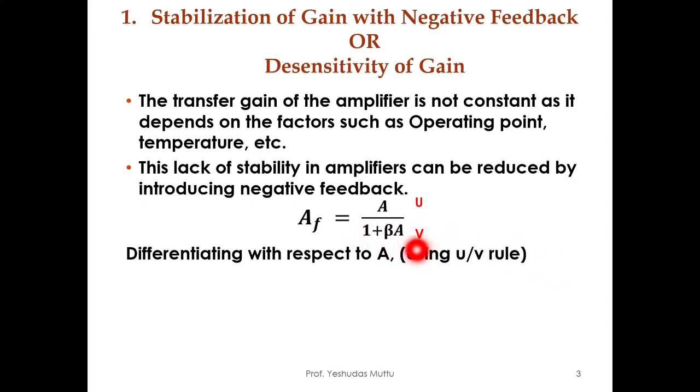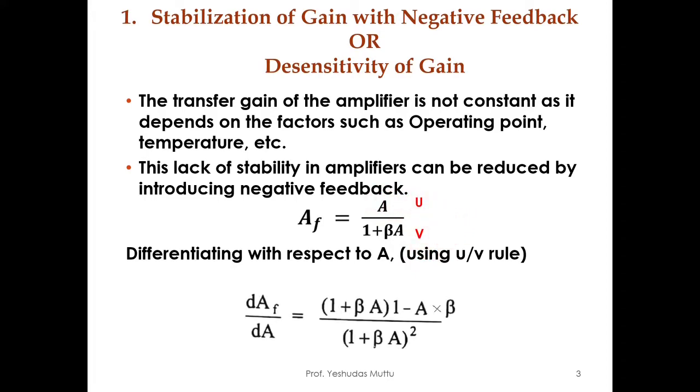What is the U by V rule in derivatives? It's V derivative of U minus U derivative of V upon V square. So we are going to use that. You can see over here, this is V, that is 1 plus beta A, into derivative of U, derivative of A with respect to A is 1, minus U, that is A, into derivative of V, derivative of 1 plus beta A with respect to A, which will be 0 for the 1 and just beta. That is the reason you find beta over here, upon V square.